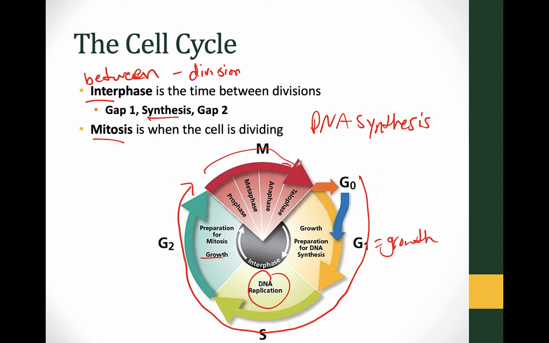Mitosis is this M phase right here, which is when the cell's actually dividing. And it's going to go through prophase, metaphase, anaphase, and telophase. Until at the end of this, we have 2 cells that are identical, and then each one of them is going to go into their own interphase again.